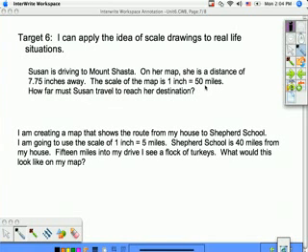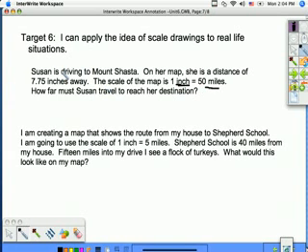Anytime you have a scale drawing, it's going to tell you what your scale is. 1 inch on my map is going to be 50 miles in real life, so it's scaled down that much. So in my first example, Susan is driving to Mount Shasta. On her map, she is a distance of 7.75 inches away. The scale of the map is 1 inch equals 50 miles. How far must Susan travel to reach her destination?